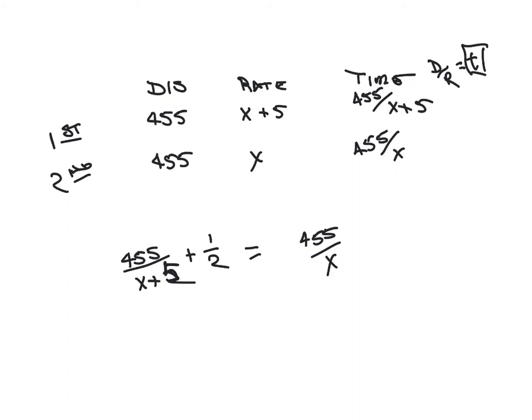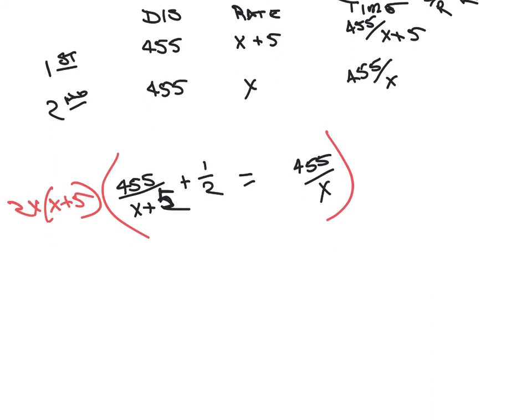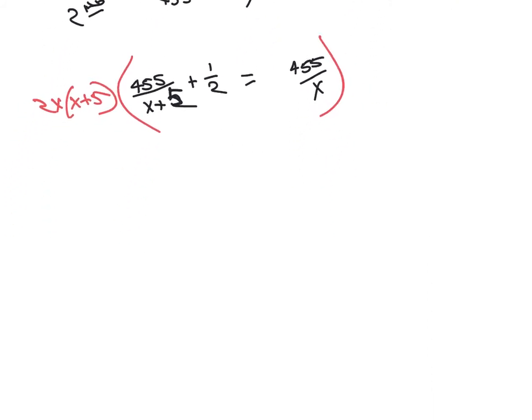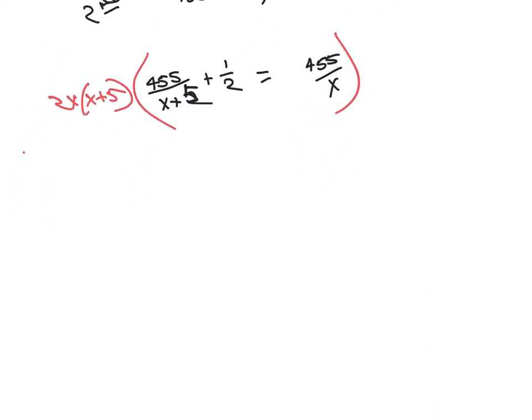So that being the case, I've got these as common denominators. I'm going to have to multiply this whole thing by 2x times x plus 5. Okay, got my common denominators there. So let's go ahead and write that all out.